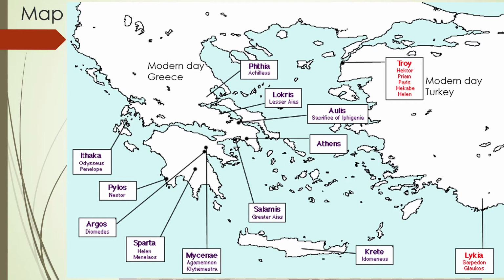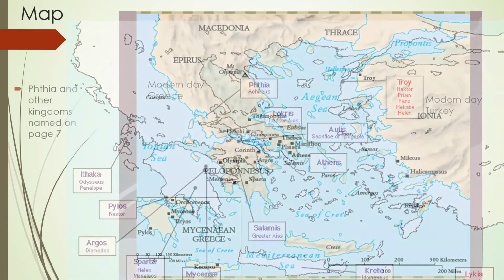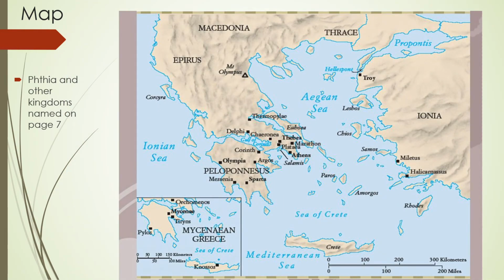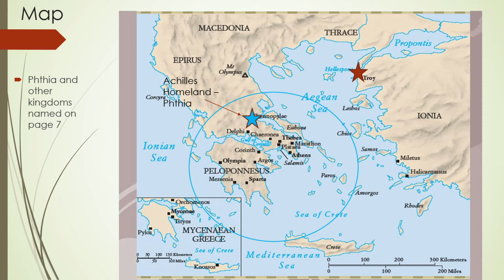Just to have a look at where Troy sits in relation to the other nations. We've got the Greek nations on the left, and modern-day Turkey on the right, and Troy there. Troy is up in Ionia, and my circle there is of the Greek nations. That's where the Greek armies come from, and they come from all different parts of Greece. Right here we've got Achilles' homeland of Phthia, I think you say it. And then we've also got Troy up there. So as Achilles looks across the sea, he's looking back towards his homeland, across the Aegean Sea.